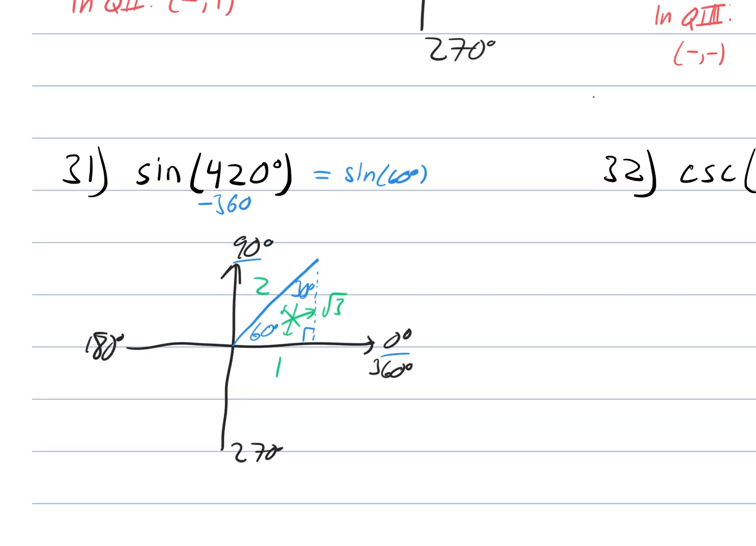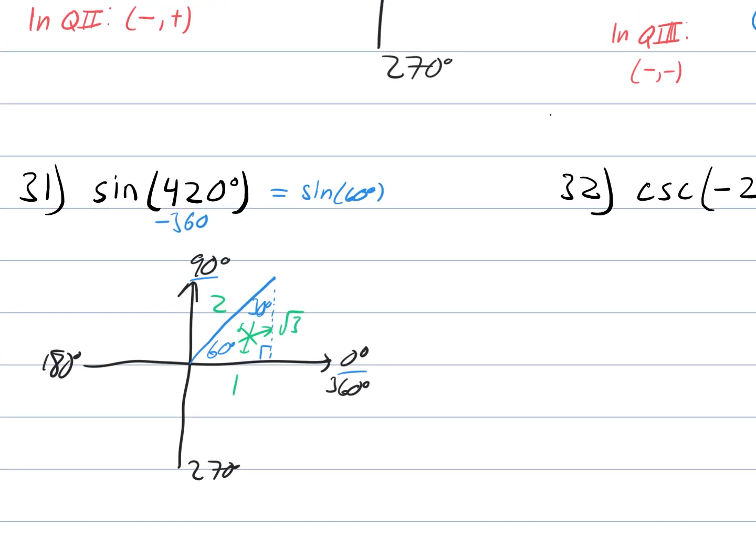All right, and in the first quadrant, everything is positive. So I can very easily say now that sine of 420 is going to be opposite over hypotenuse. And so my opposite is the square root of 3, and my hypotenuse is 2. So it's just going to be square root of 3 over 2.